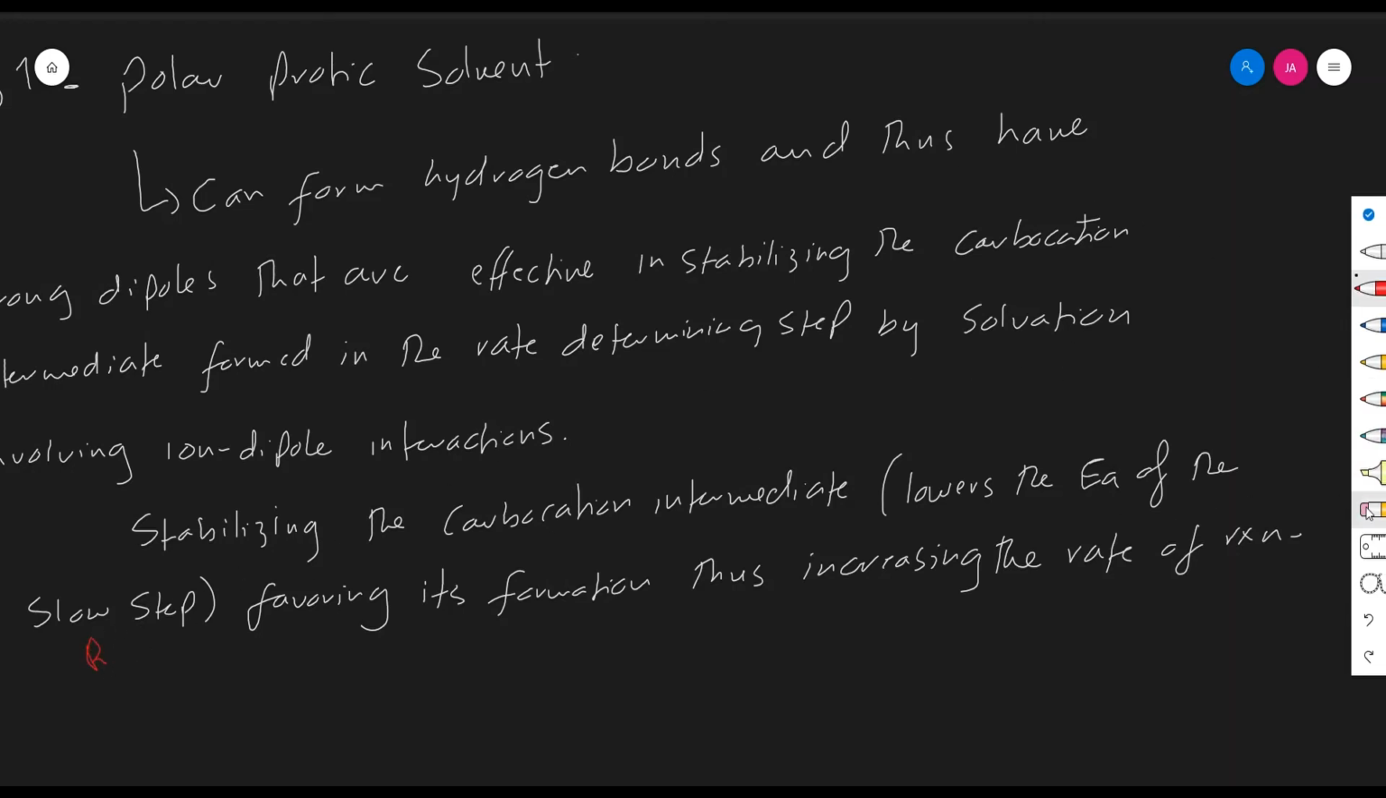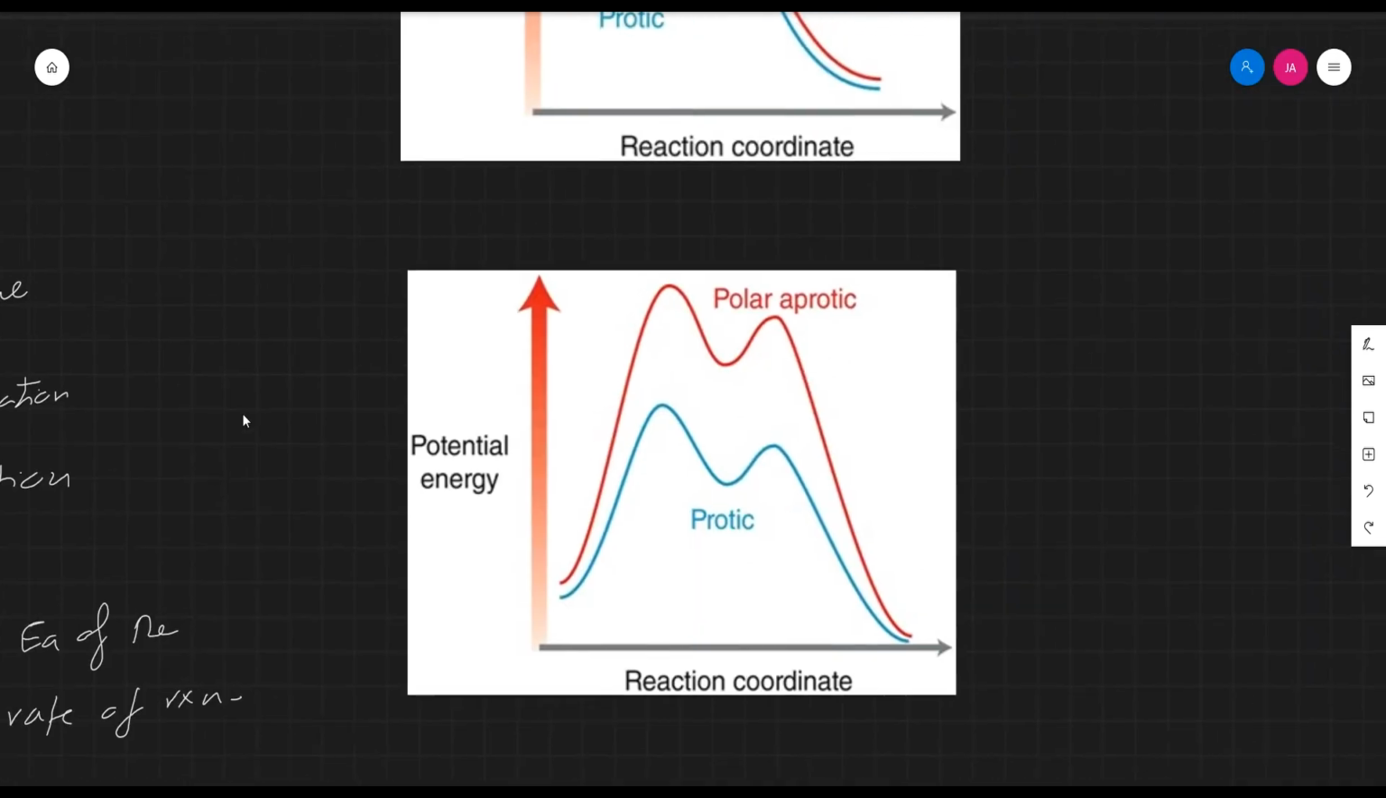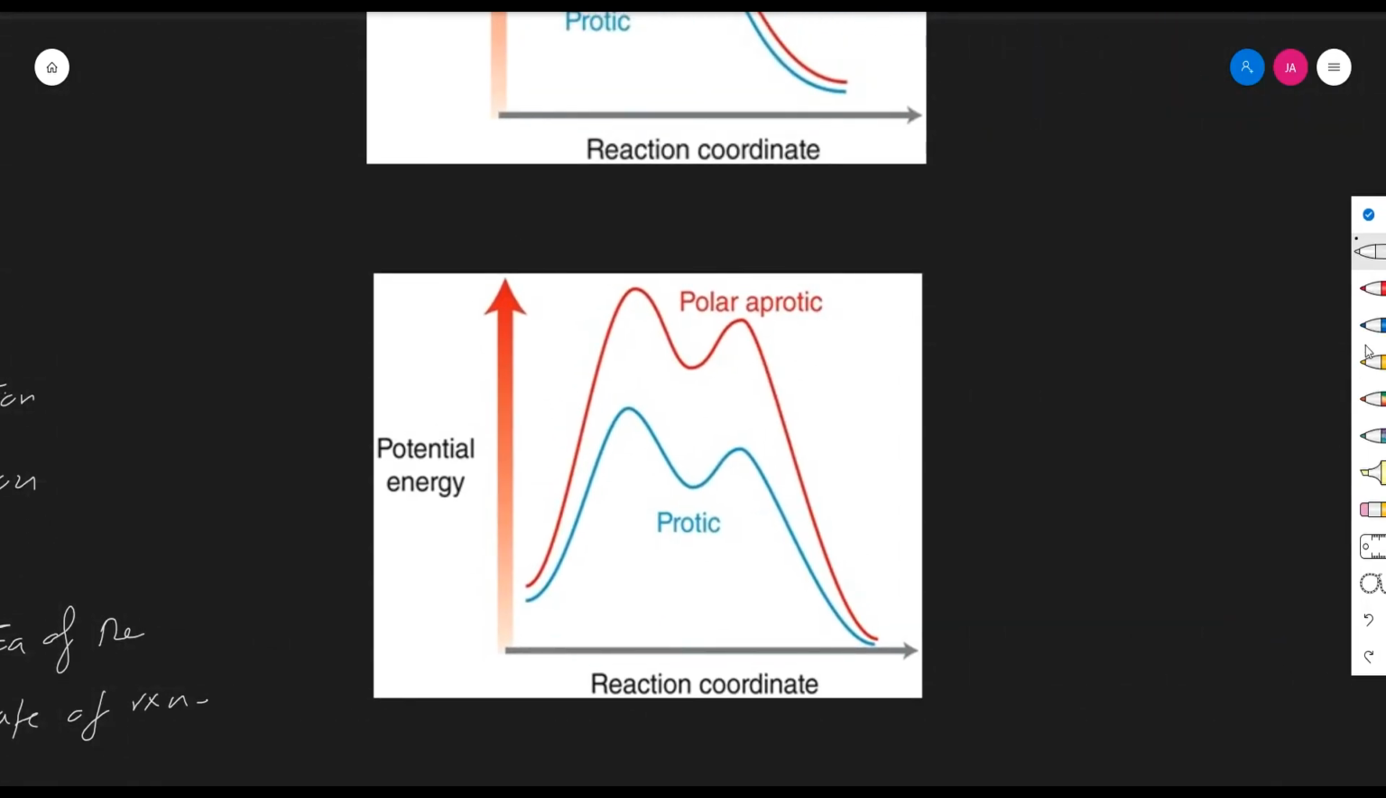The rate determining step, favoring the formation of the carbocation intermediate and thus increasing the rate of reaction. Once again, energy level profiles for an SN1 mechanism would clarify this point. As seen here, this energy level profile is for an SN1 mechanism, which is a two-step mechanism. This is my reactants' energy, and this is the final products.